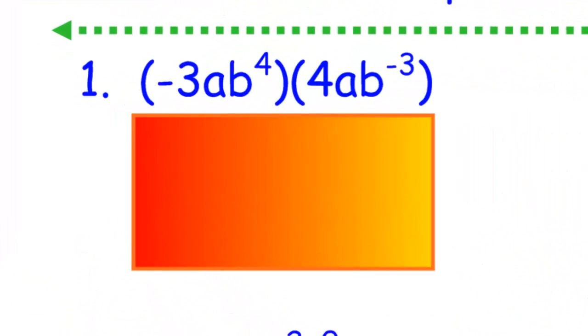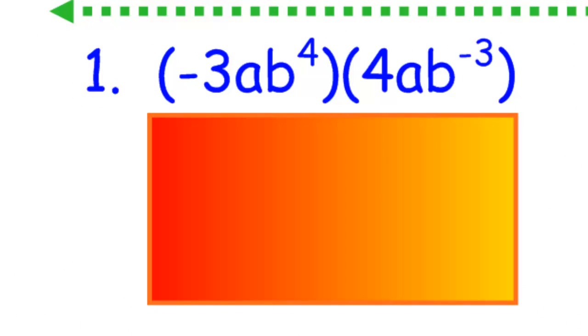Let's look at number 1. If I have negative 3ab to the 4th, and this is a multiplication problem, times 4ab to the negative third, the first thing I'm going to do is multiply the coefficients negative 3 and 4 to get negative 12.